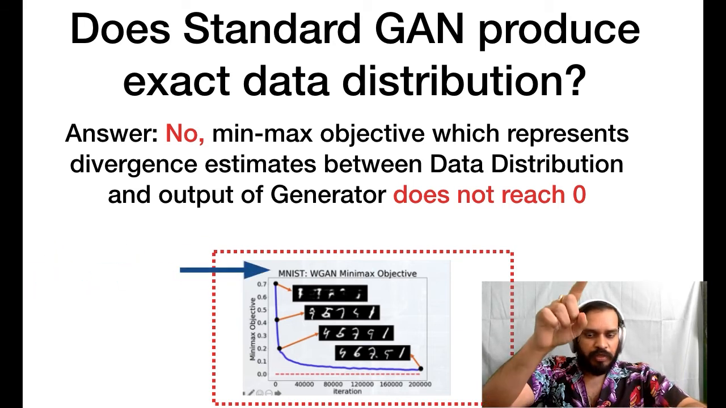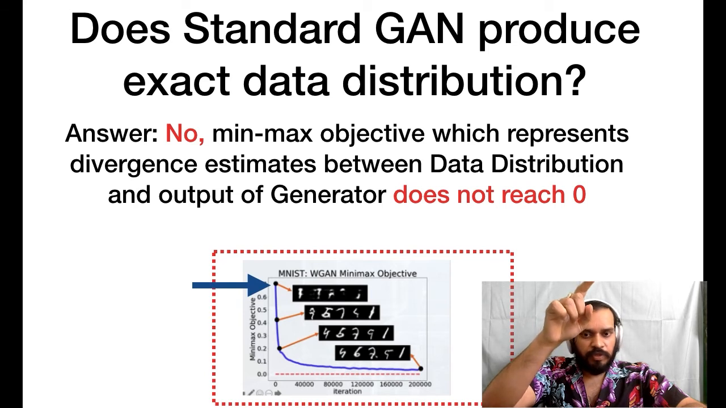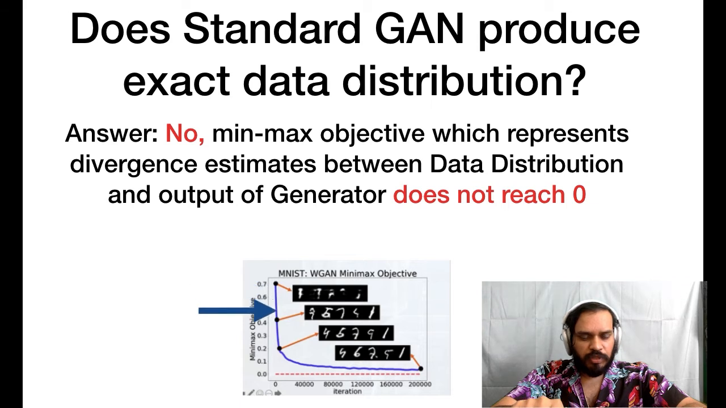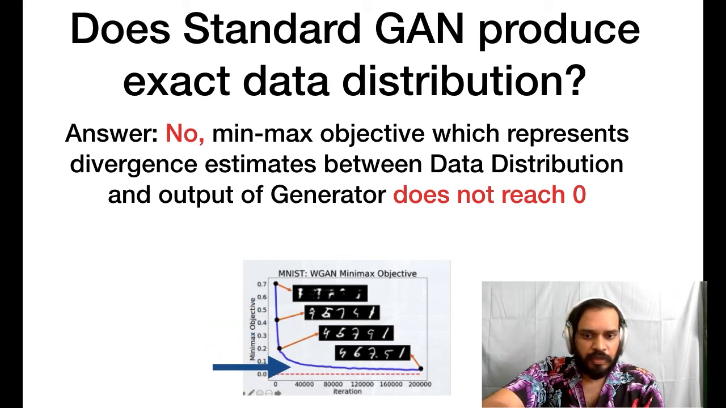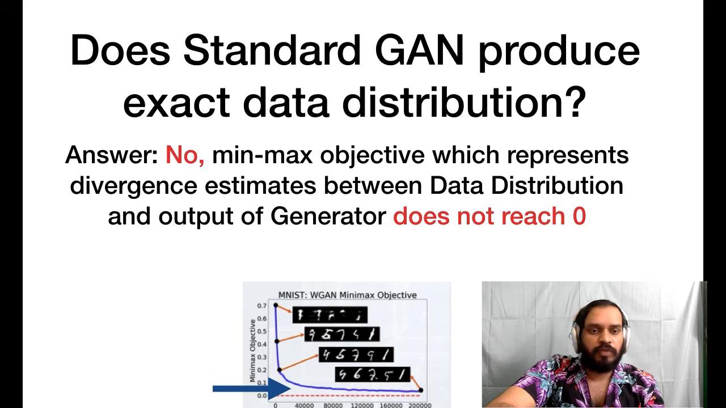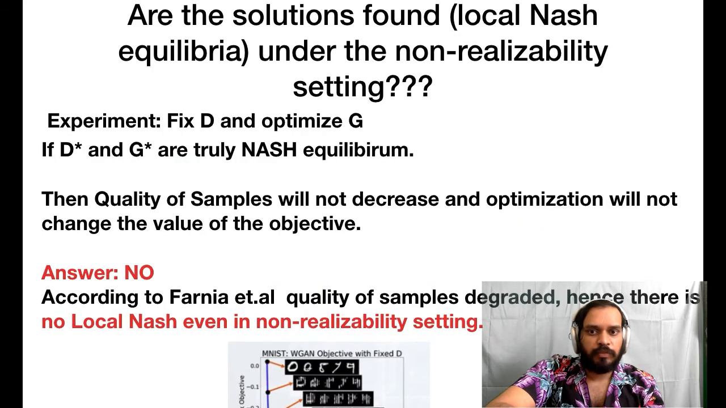So you see the blue line, that represents the divergence. It starts to drop. After a point, it no longer drops, and it never truly reaches 0, based on the experiments done by the authors. So they came to the conclusion that a standard GAN is not able to reproduce the exact data distribution. The paper's authors came to the conclusion that we were dealing with a non-realizable setting.